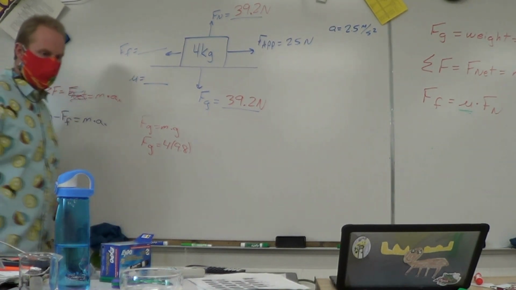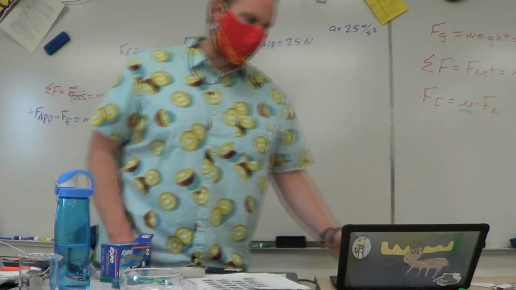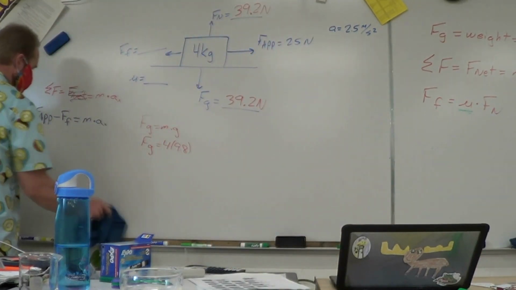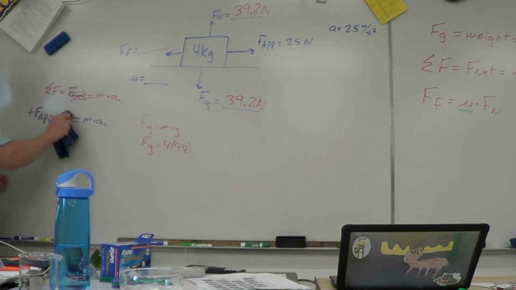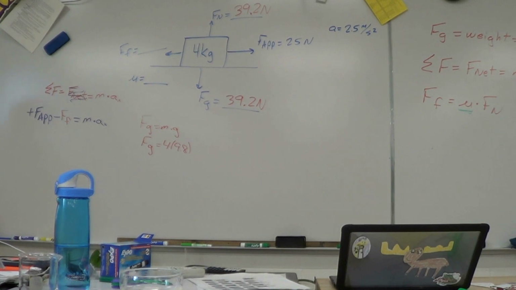Of these forces, masses, and acceleration, how many unknowns do we have? Do we know the value of the applied force? Yes. Do we know the value of our force of friction? No. Do we know our mass? Yes. Do we know our acceleration? Yes. So how many unknowns do we have? One. Single variable algebra, right? And that's where we're at this point.